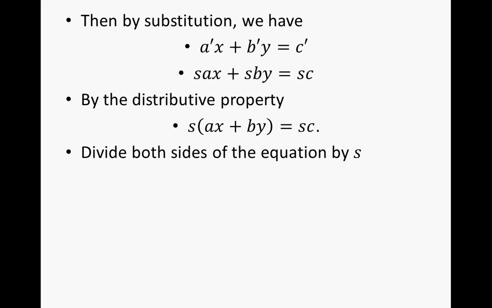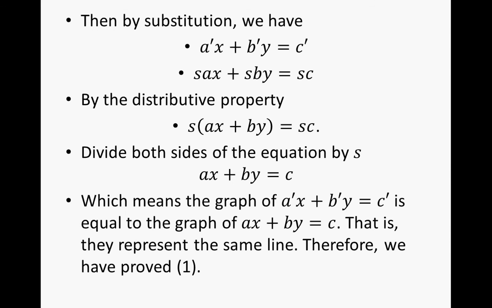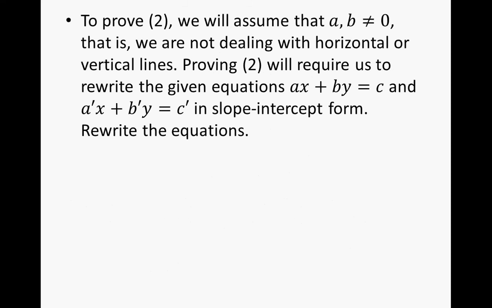Well, I'll divide both sides of the equation by s so that we can effectively get rid of it, and we end up with ax plus by equals c, which means the graph of a prime x plus b prime y equals c prime is equal to the graph of ax plus by equals c. That is, they represent the same line, therefore we have proved part 1. So now let's move to proving part 2.